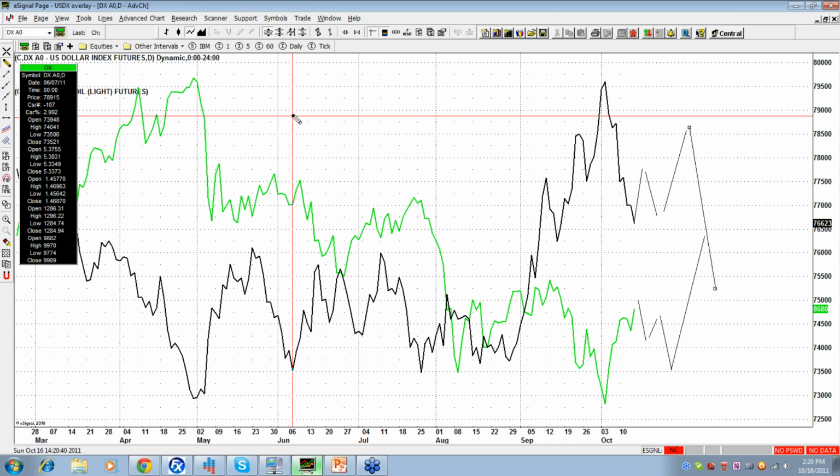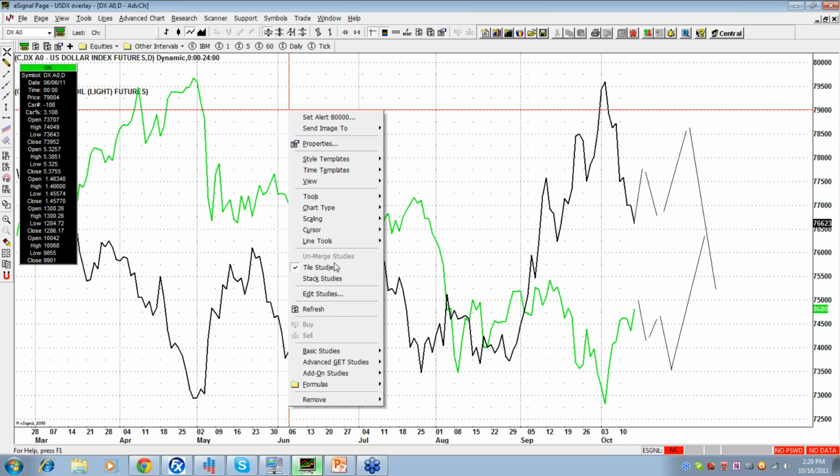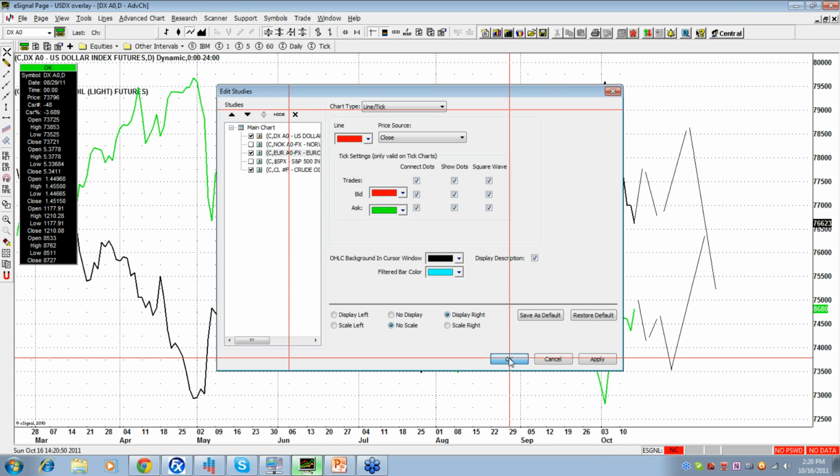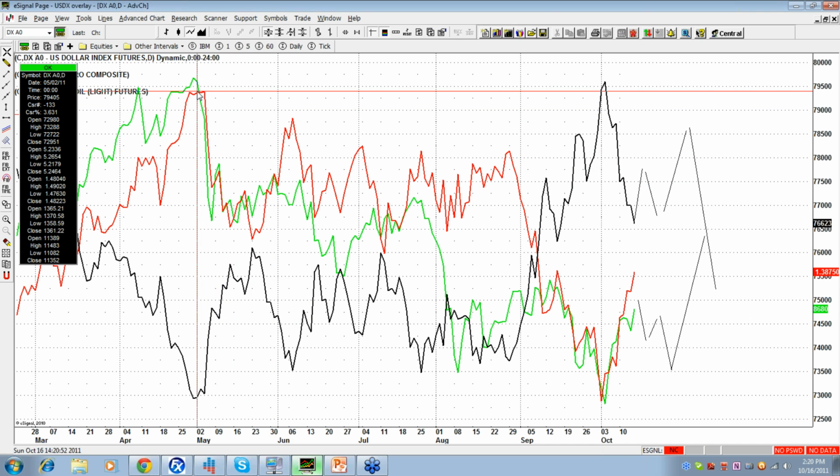Now, let's add another pair. That pair now is going to be the euro. Euro is the red one. Look, the same day, it was 149. Same day that the dollar bottomed, of course, the euro topped. But it's the same day that oil topped.